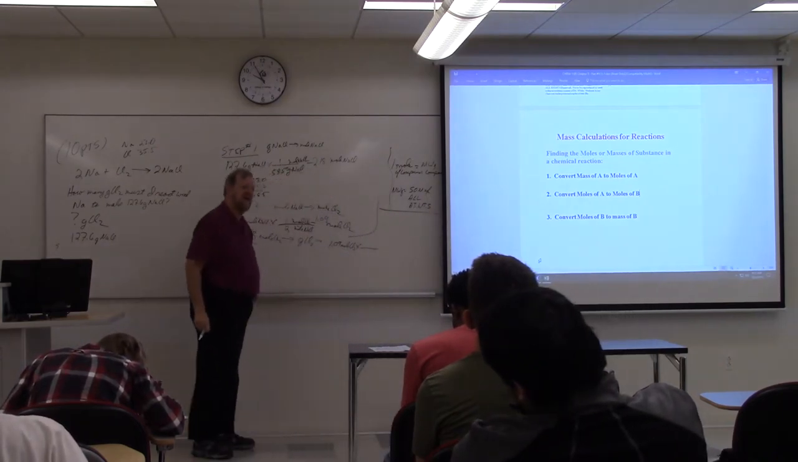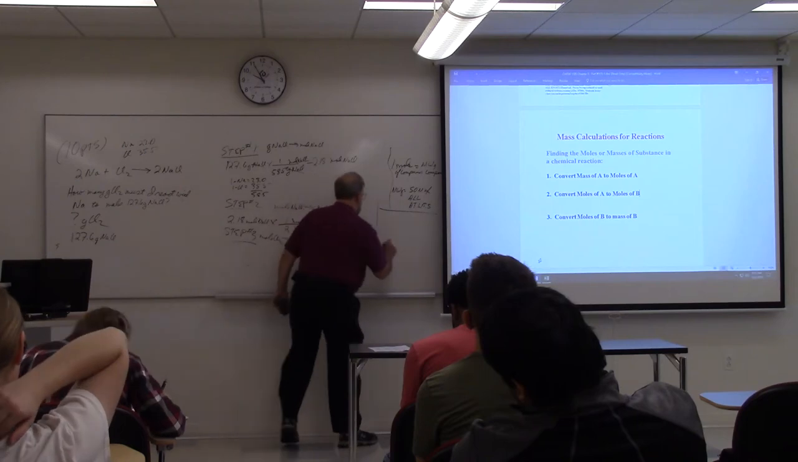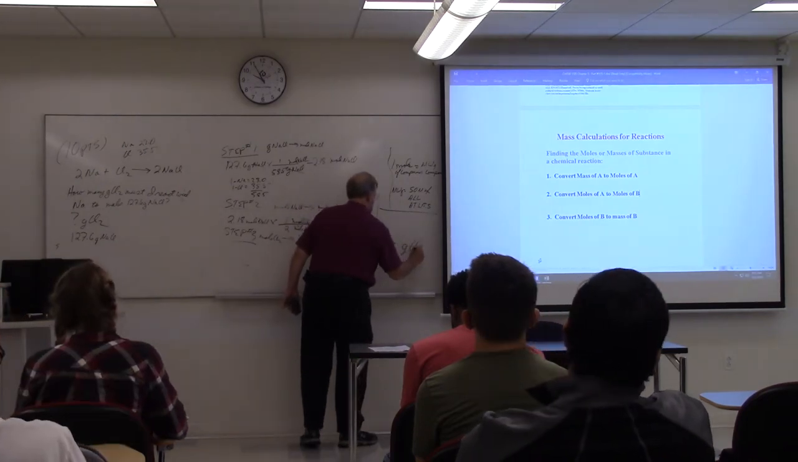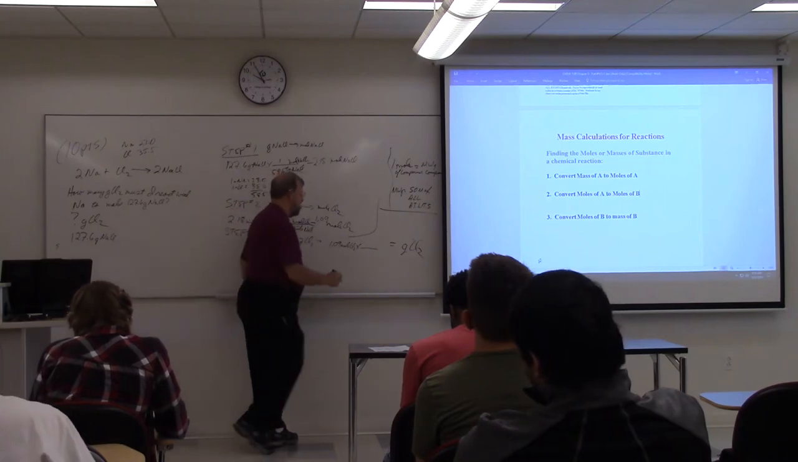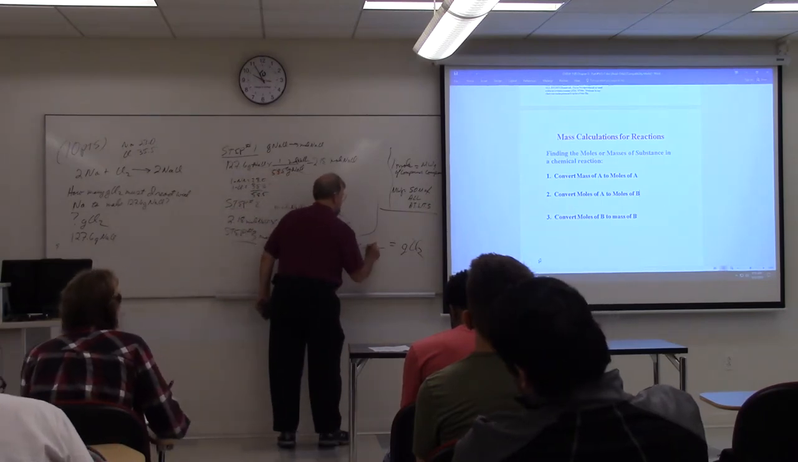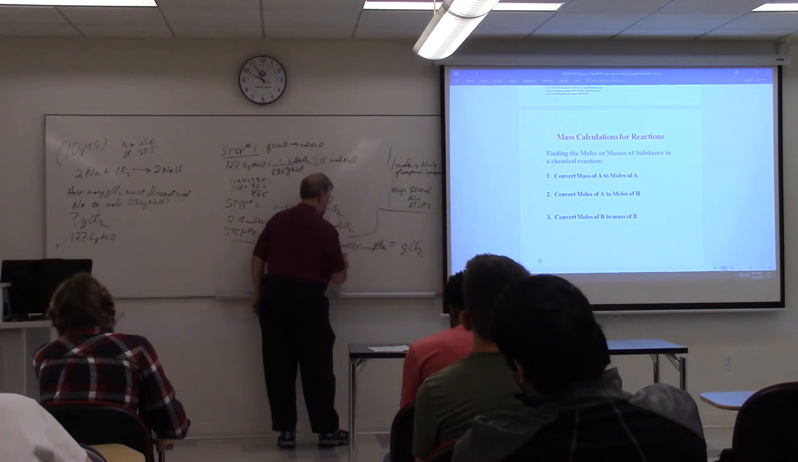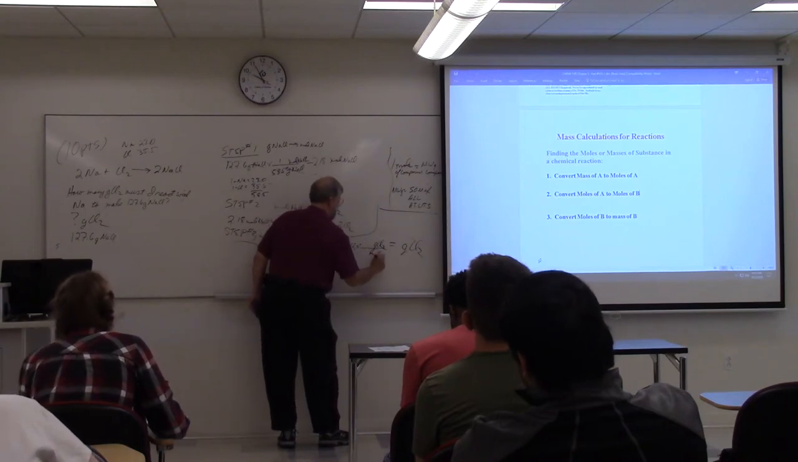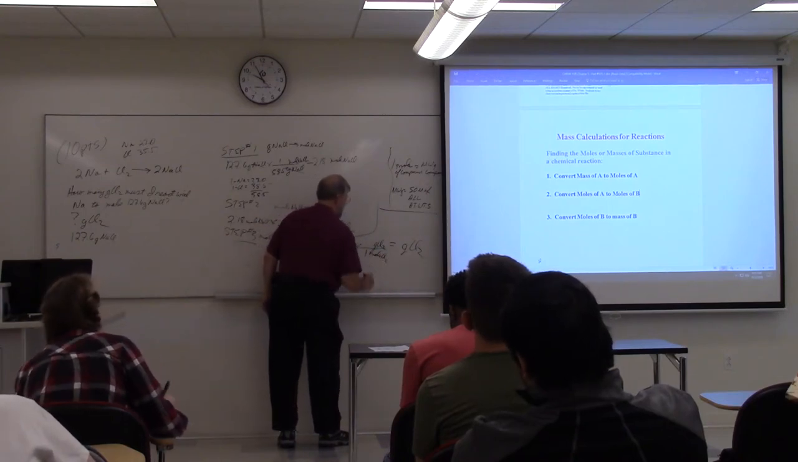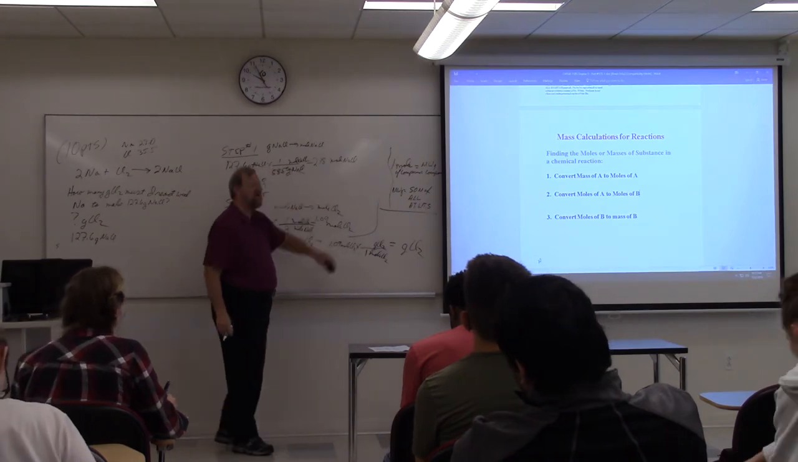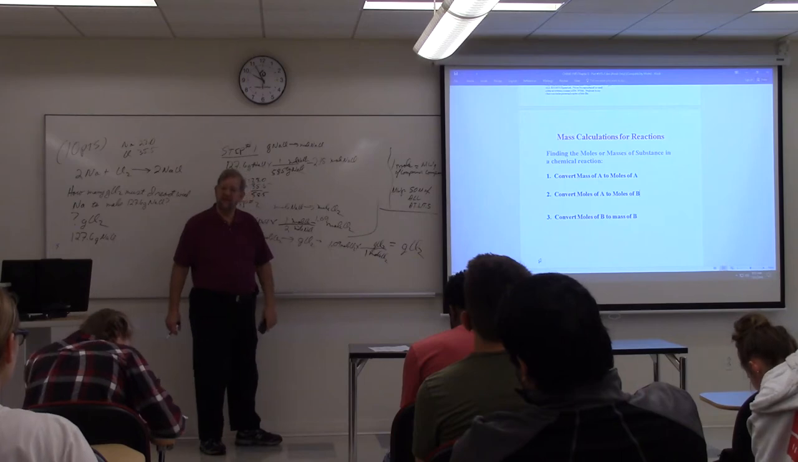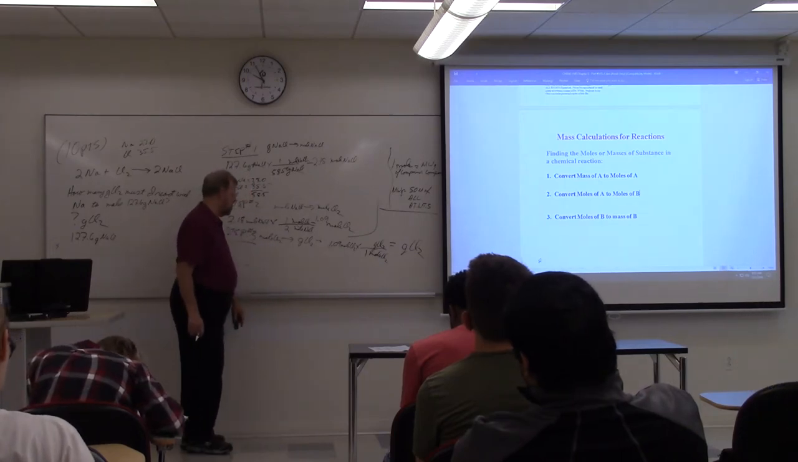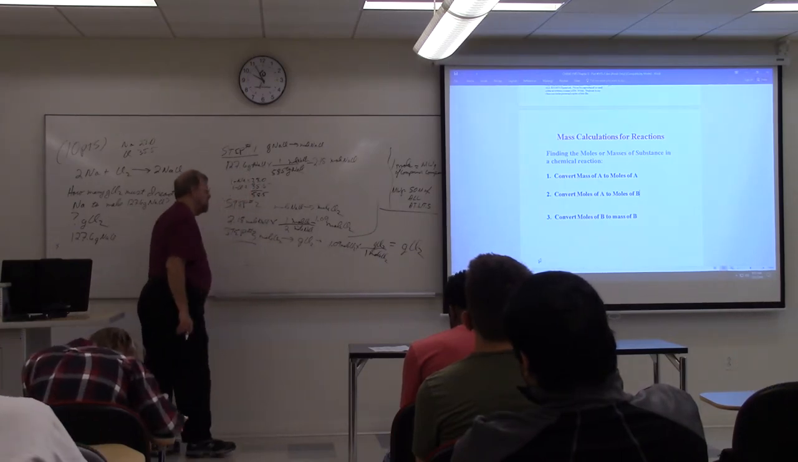What do I want to get to? I want to get to grams of chlorine. I'll use unit analysis: whatever I'm trying to get to goes on top, whatever I'm trying to get rid of goes here. And remember, 1 mole of any compound equals its molecular weight, which I need here. The molecular weight is the sum of all atomic weights. And how do we do that?